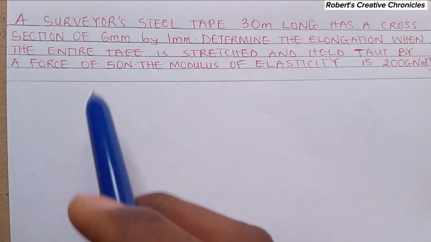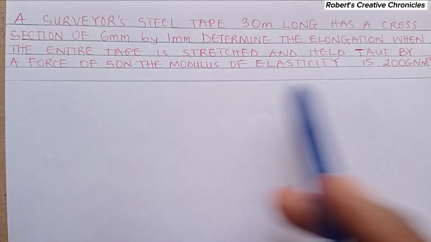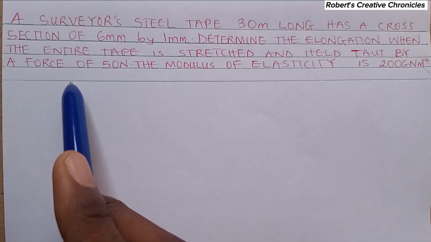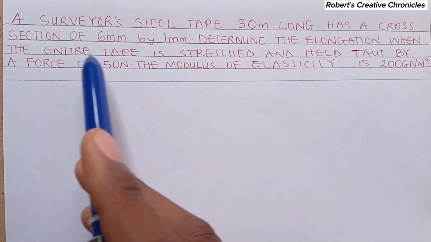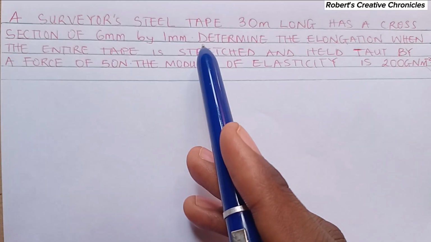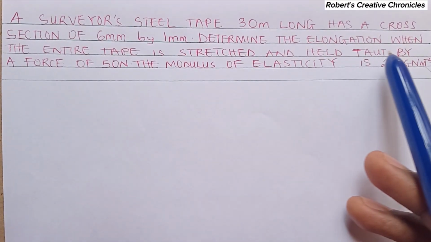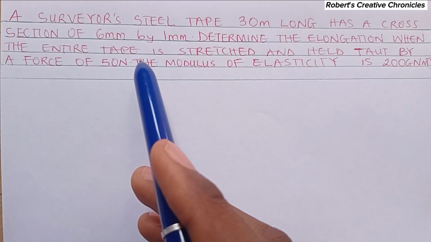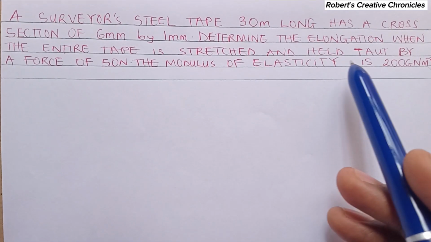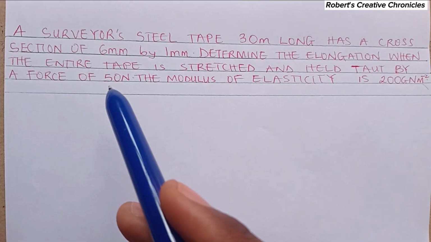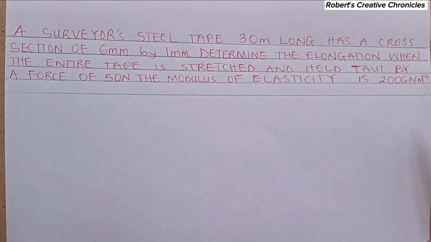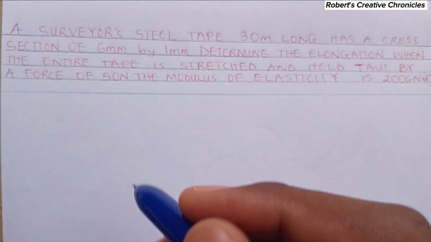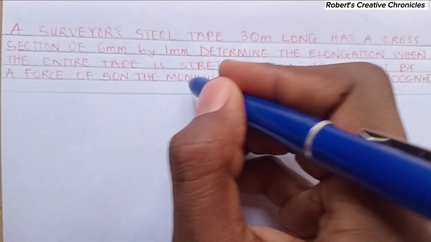So today we'll be solving this question, which states that a surveyor's steel tape 30 meter long has a cross section of 6 mm by 1 mm. Determine the elongation when the entire tape is stretched and held taut by a force of 50 Newton. The modulus of elasticity is 200 giganewton per meter square. So, solution.